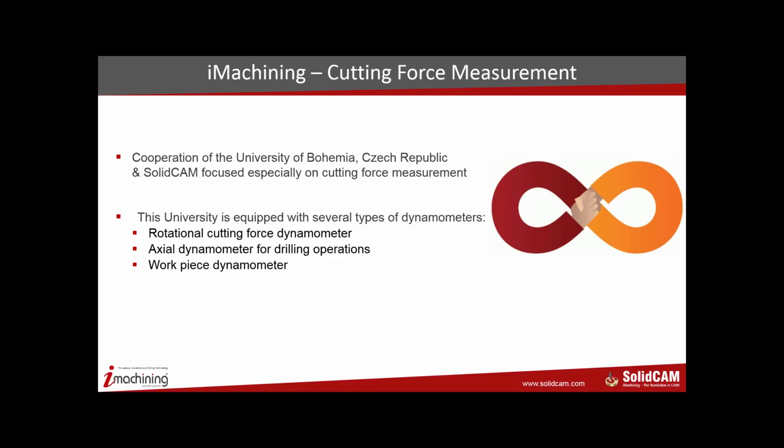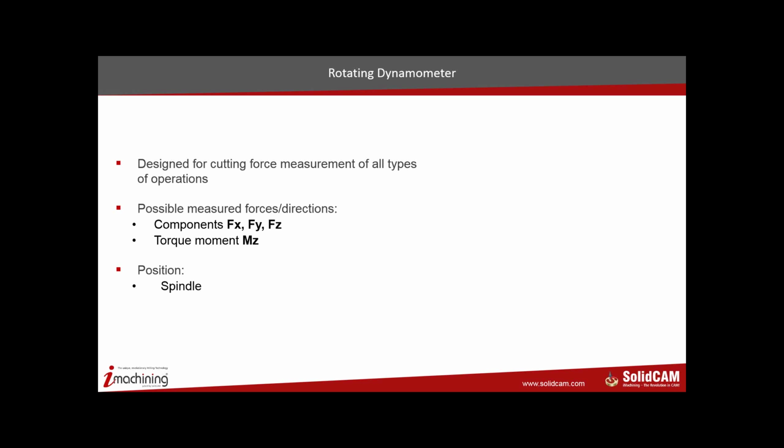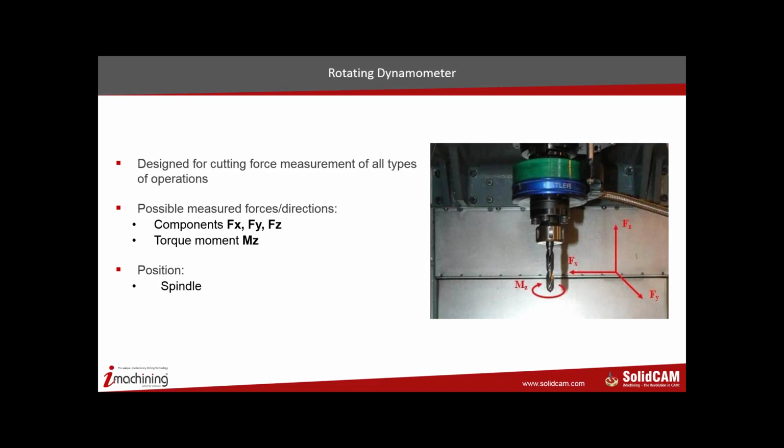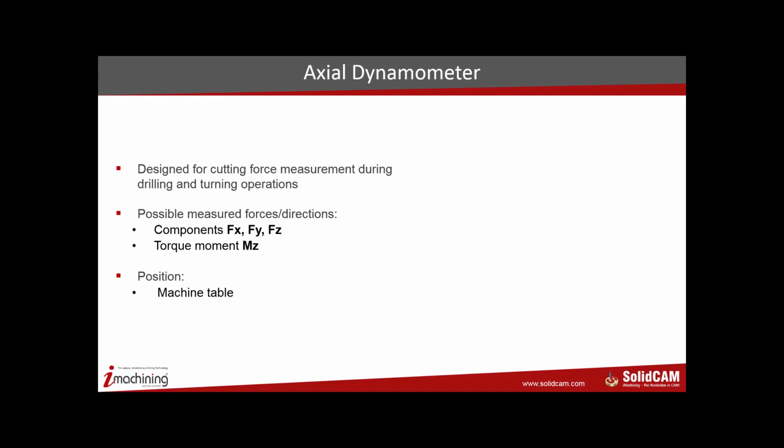This university has got dynamometers, a very expensive piece of equipment that measures the forces on spindle, that measures the forces on axis, that measures the forces on workpiece. So it can do all these measurements when the cutting is happening. So for that, they have got a rotating dynamometer which measures the forces on spindle. It can measure in X, Y, Z, and also the torque acting.